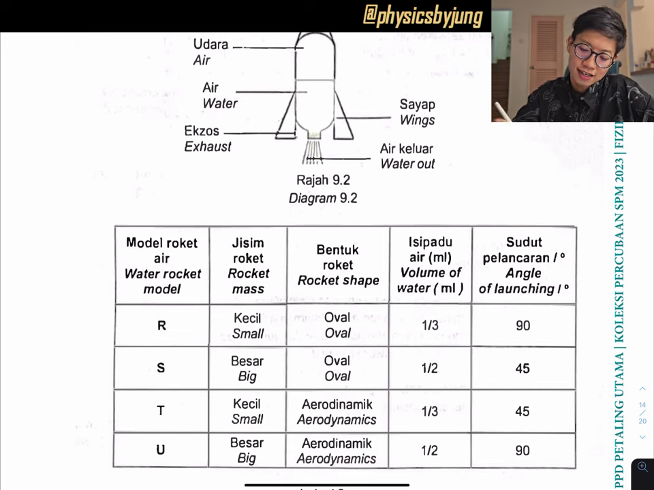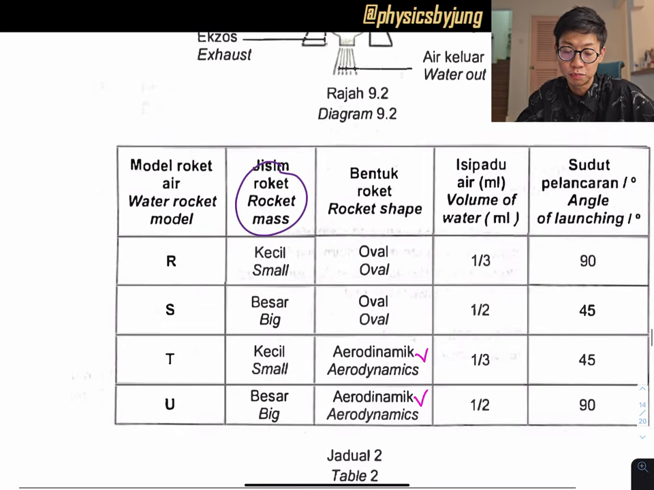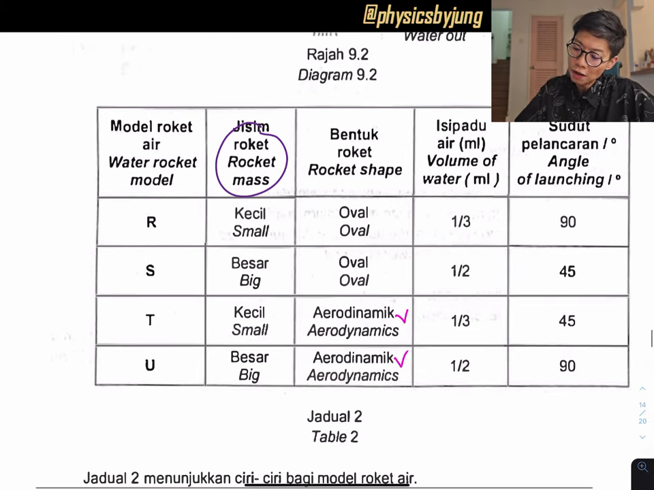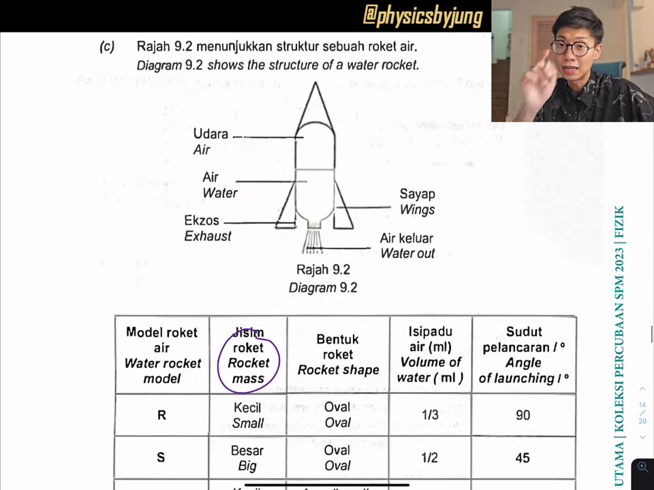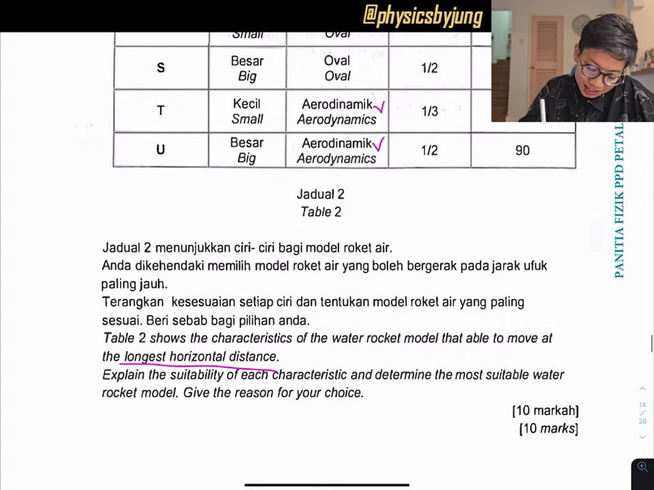Okay, so in this case, you see, very dangerous, right? Look at rocket masses, right? What is the secret here? The best thing is to look at the aerodynamics first, because aerodynamics is a very obvious answer. So for the past two, you see, what's the purpose of this rocket? Sometimes they might come out with a trick. So this is for you to move the longest horizontal distance.